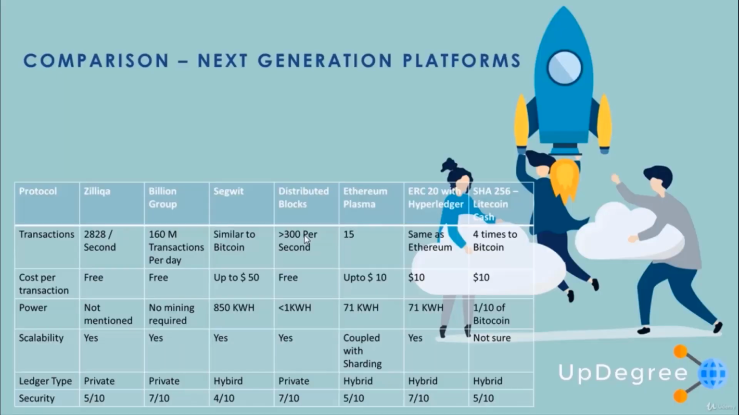If you really see that, I'm just trying to compare the next generation platforms: Zilliqa, Billion Group, SegWit, distributed blocks, Ethereum Plasma, ERC20 with Hyperledger, and SHA-256 Litecoin Cash.